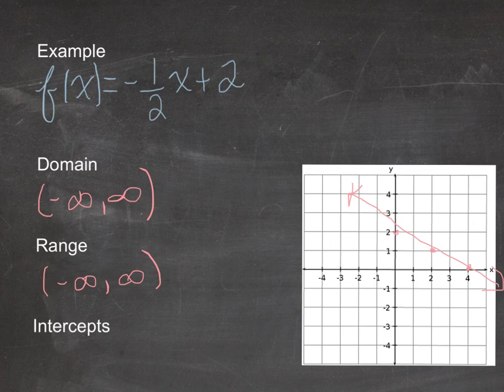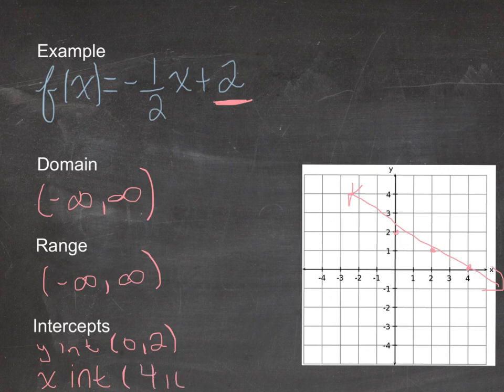And my intercepts, I have 2 intercepts, which are easy to read off the graph as well. My y-intercept is at 0, 2. It was easy to read off the function here as well. And my x-intercept is at 4 and 0. So when y is 0, x is equal to 4.